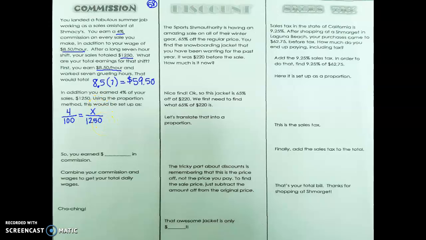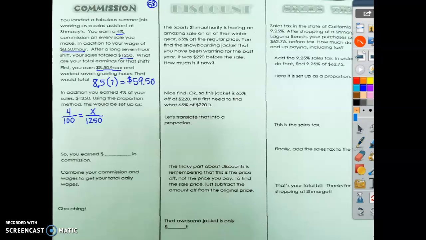Now, if you remember from page 39 again, we're going to use cross multiplication. That means you're going to take your numerator and multiply it by the denominator, and take your denominator and multiply it by your numerator. When you do that, you get 1250 times 4 equals 100x. The only time you can cross multiply, guys, is when you have two fractions equal to one another. You cannot cross multiply when you have two fractions being multiplied together.